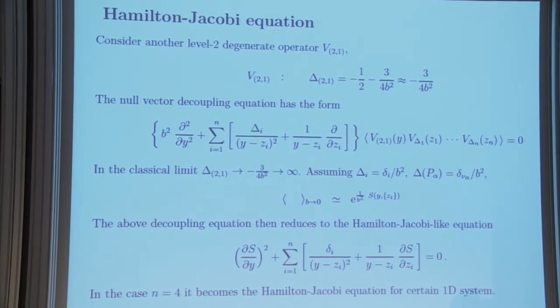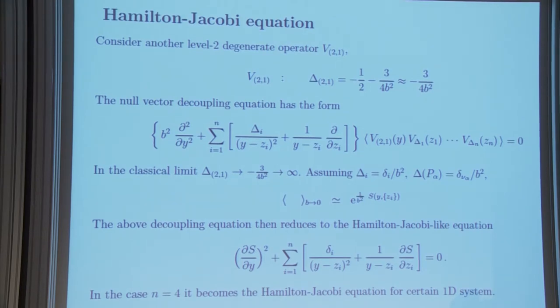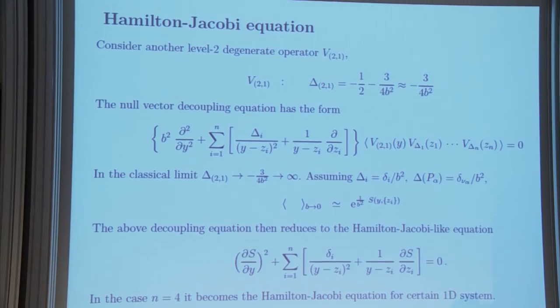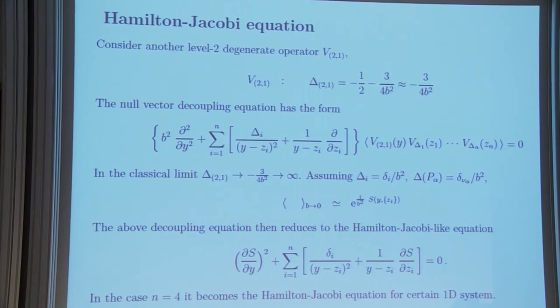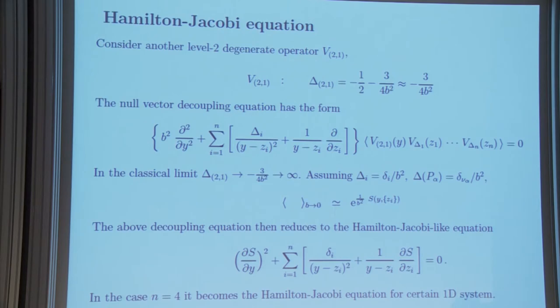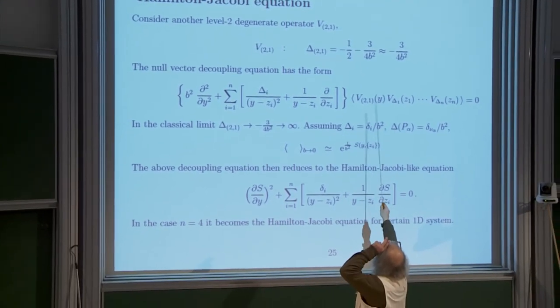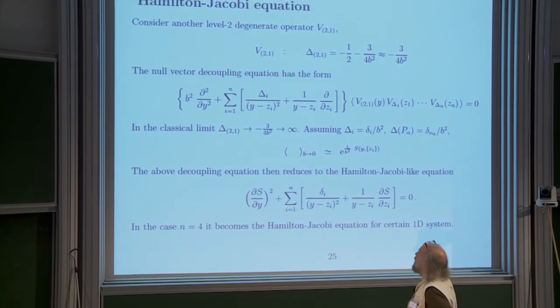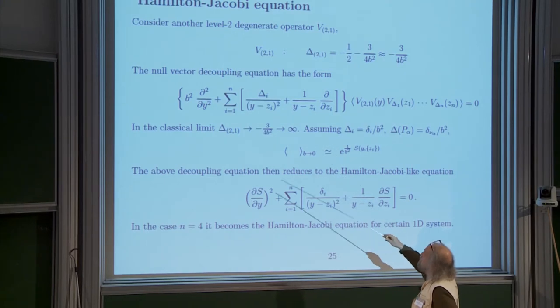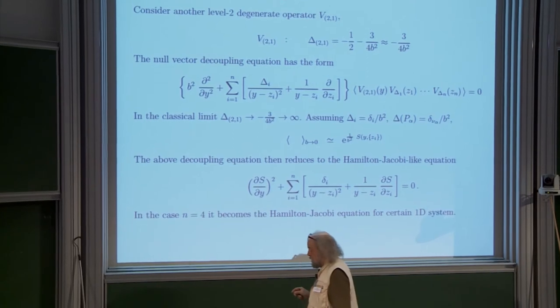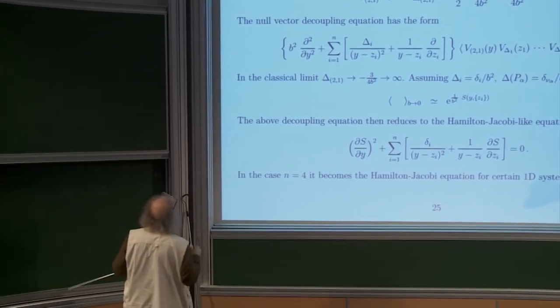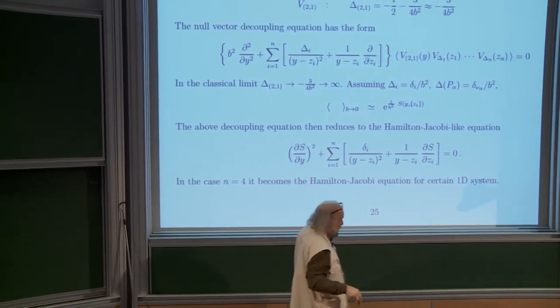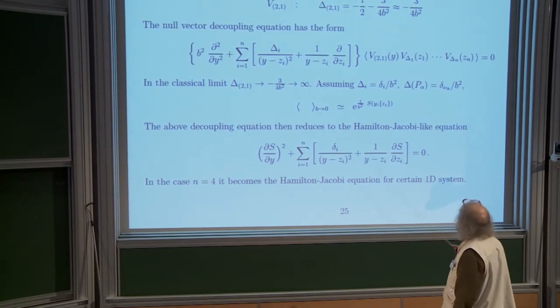Anyway, let's try to move forward and explore the second null vector equation, which is related to the null vector obtained from the degenerate representation which is obtained from that one by replacing b by 1 over b. Now this decoupling equation takes this form. The delta now is becoming large in the classical limit, and therefore the decoupling equation converts in the classical limit not into a second order ordinary differential equation, but instead it becomes a Hamilton-Jacobi-like equation of this form. This is, of course, very well known.